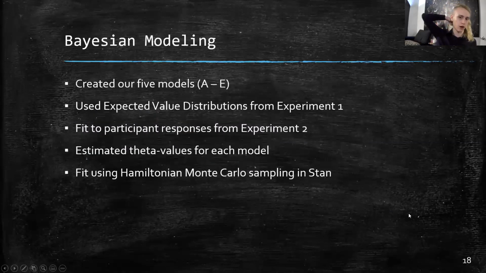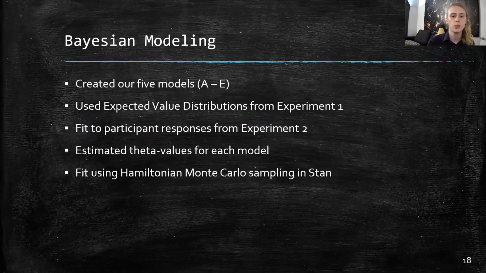All right, so we talked about our 5 models, A through E. We took the expected value distributions we created from our data from experiment 1, and we fit them to our participant responses from experiment 2. The goal of the modeling, again, is to estimate the theta values for each model, and we're fitting using Hamiltonian Monte Carlo and Stan.